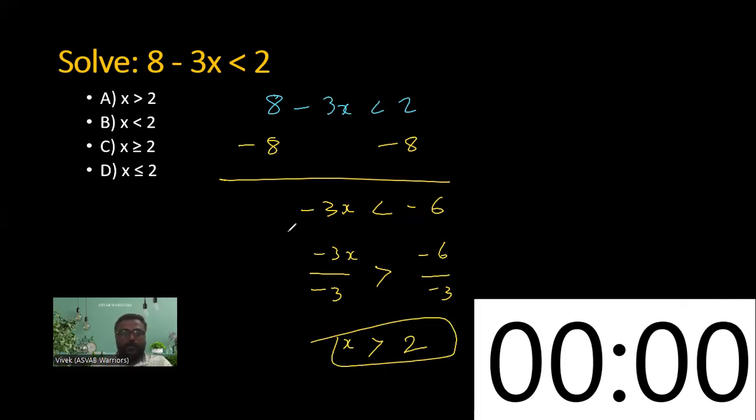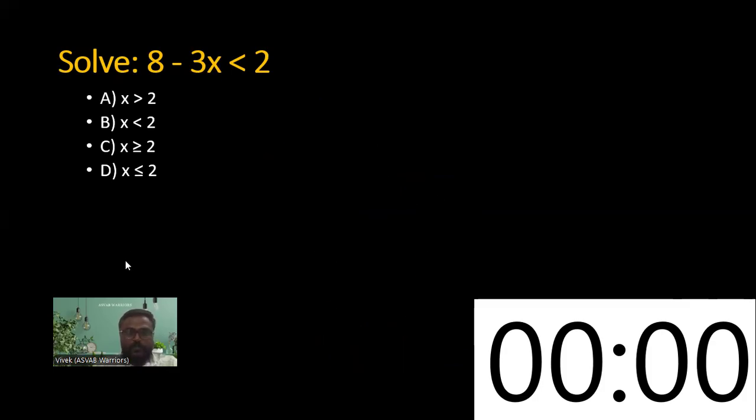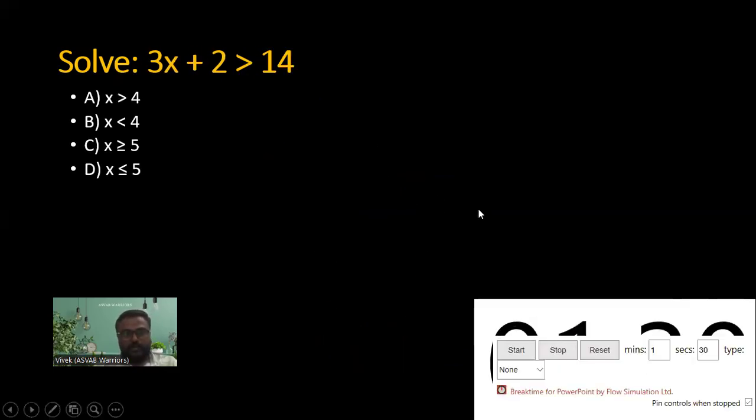Do not forget about the negative sign, guys. This type of question is asked in the sample papers of the ASVAB exam. So they might want to trick you with the negative sign. Let's move on to the next question. Here is the next question. Your time starts now.